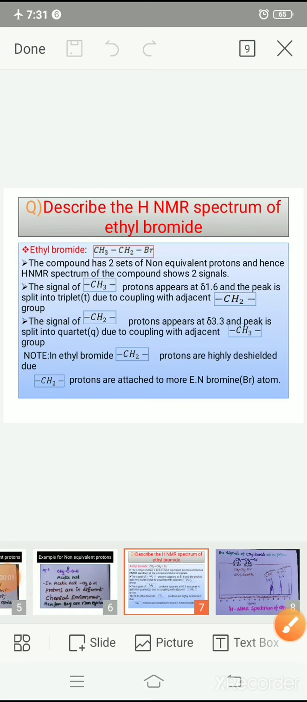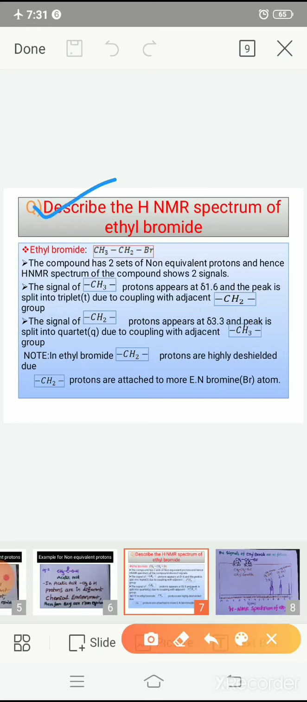Hello students, we are going to discuss one important question. Describe the HNMR spectrum of ethyl bromide. What is the formula of ethyl bromide? CH3CH2Br is called ethyl bromide. Here 2 different types of hydrogens are there.